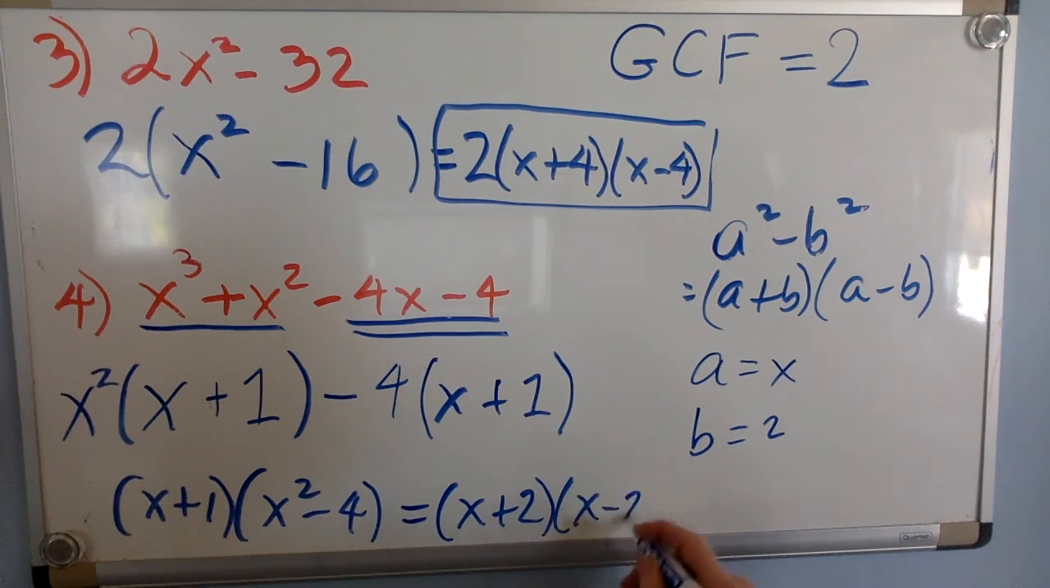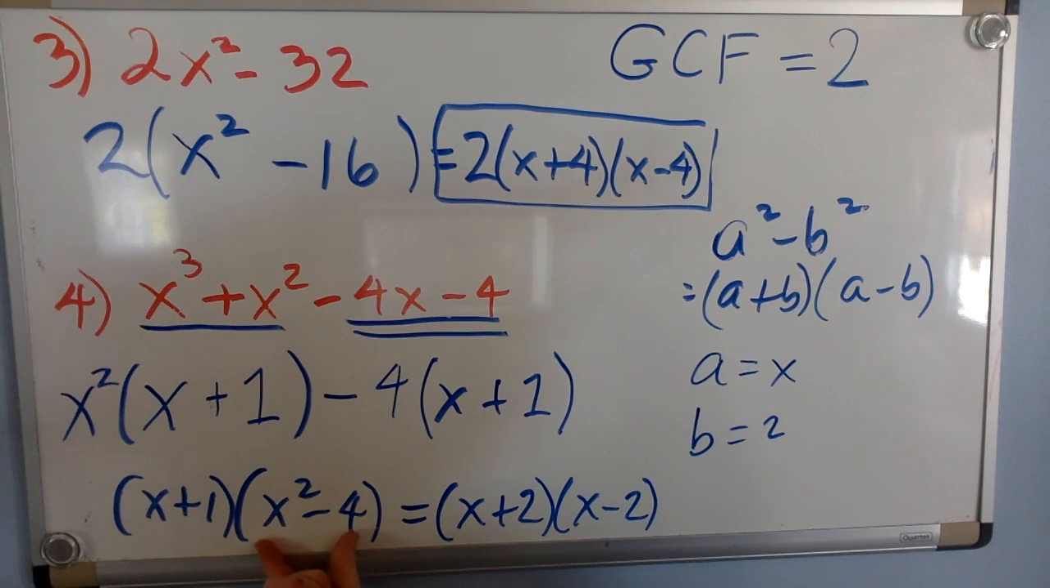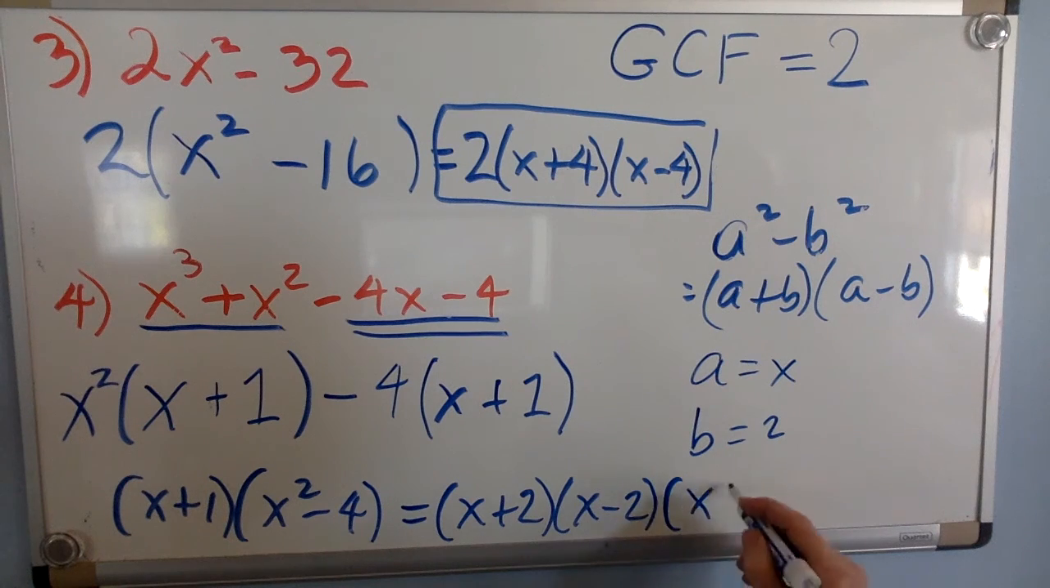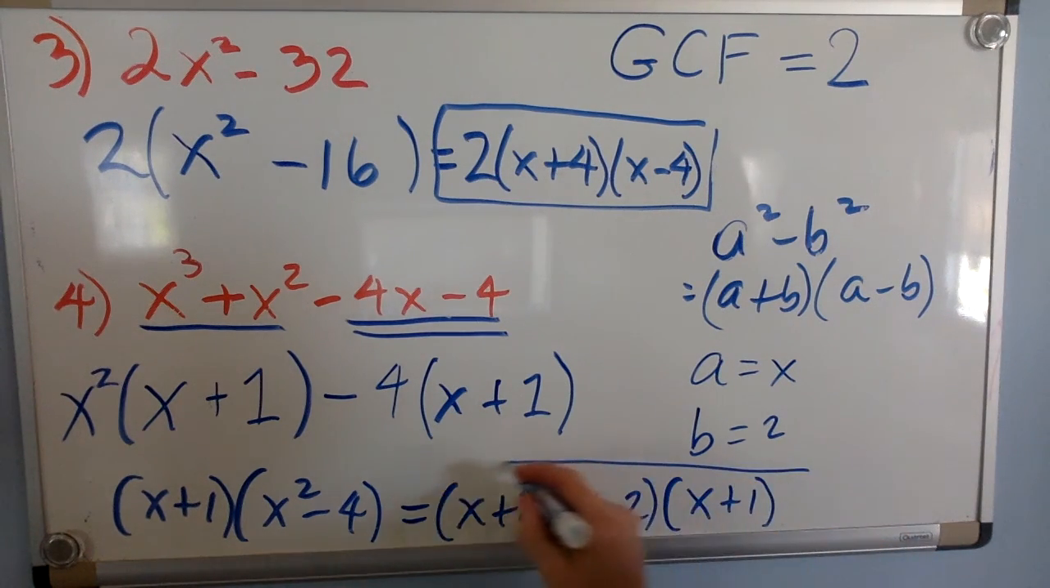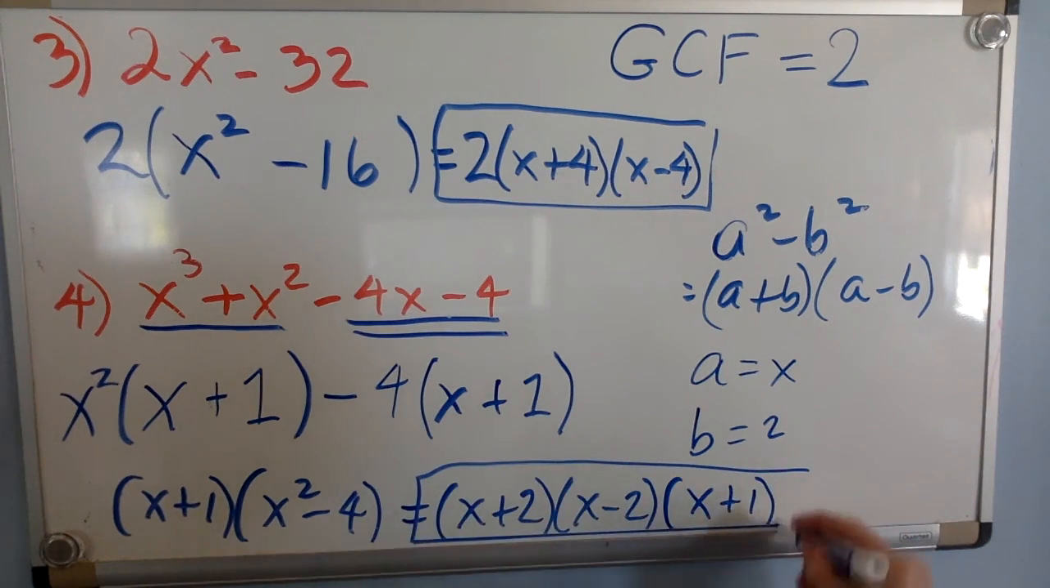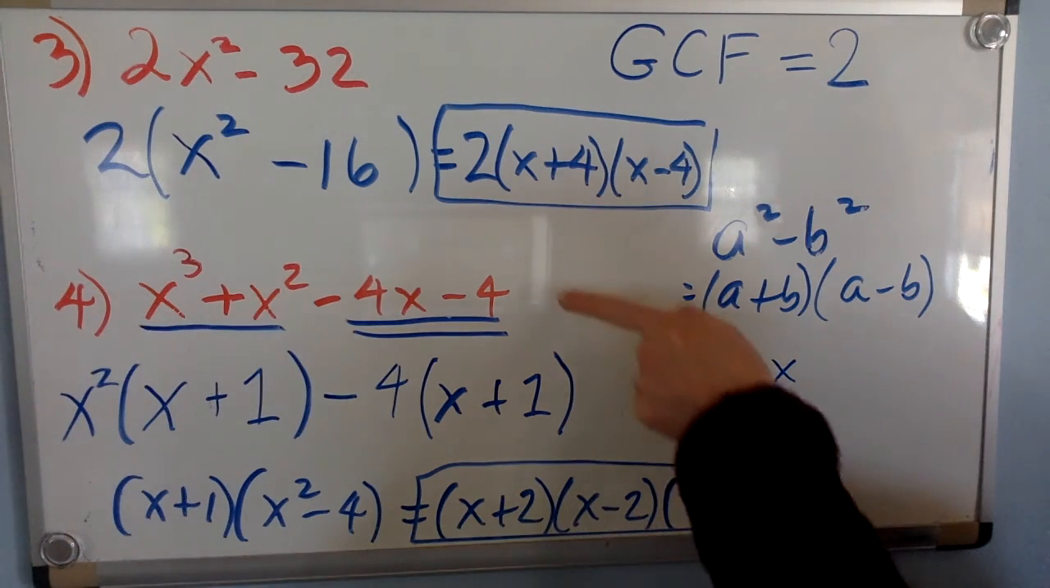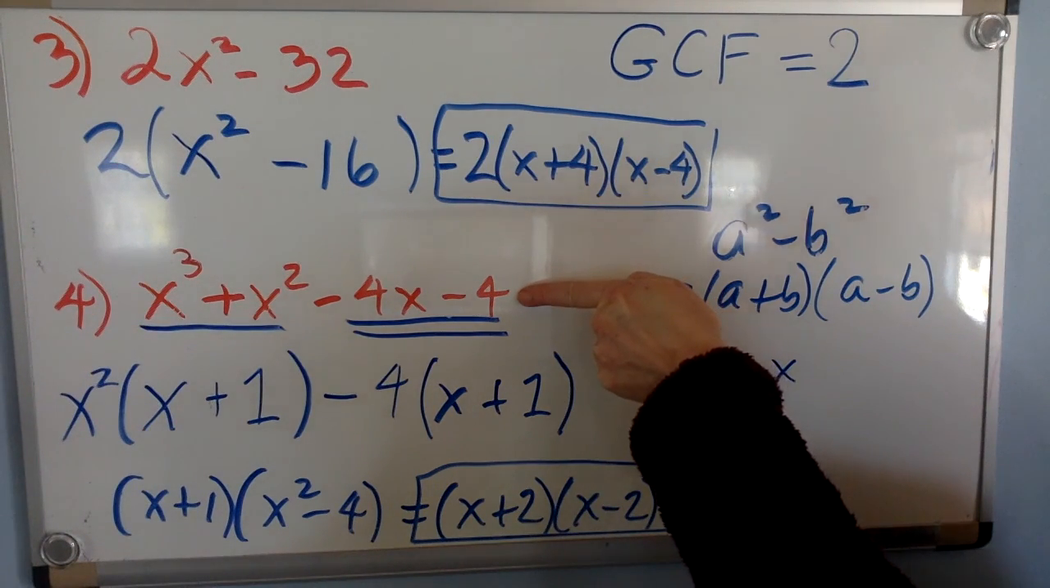But I'm not done, because this x plus 2 times x minus 2 is also getting multiplied by x plus 1. So I need that additional factor. So when I'm all done with this one, I have 3 binomials getting multiplied together that multiply and give a product of this.